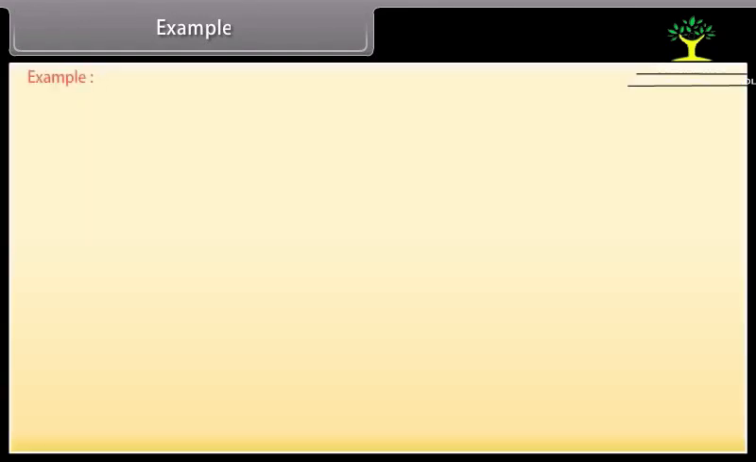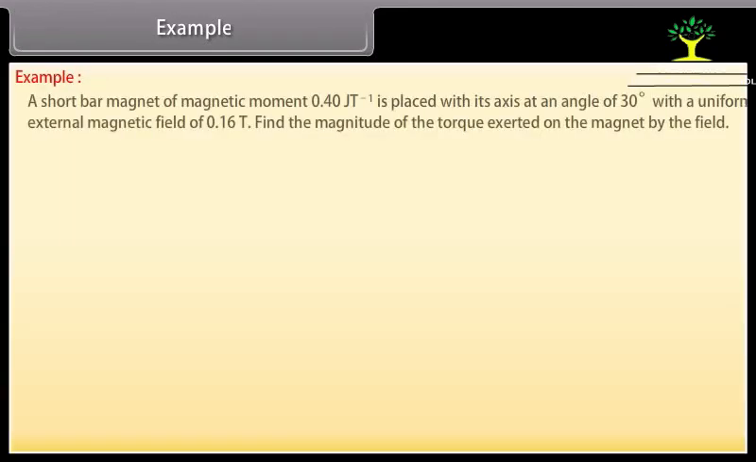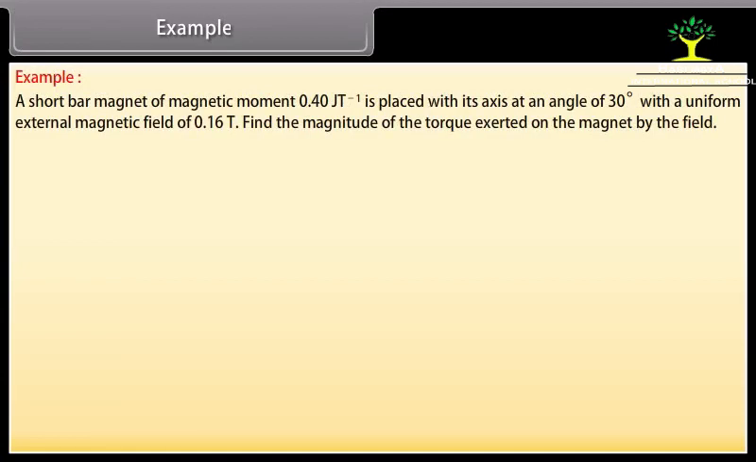Example. Let's take an example of dipole in a uniform magnetic field. A short bar magnet of magnetic moment 0.40 joule per Tesla is placed with its axis at an angle of 30 degree with a uniform external magnetic field of 0.16 Tesla. Find the magnitude of the torque exerted on the magnet by the field.